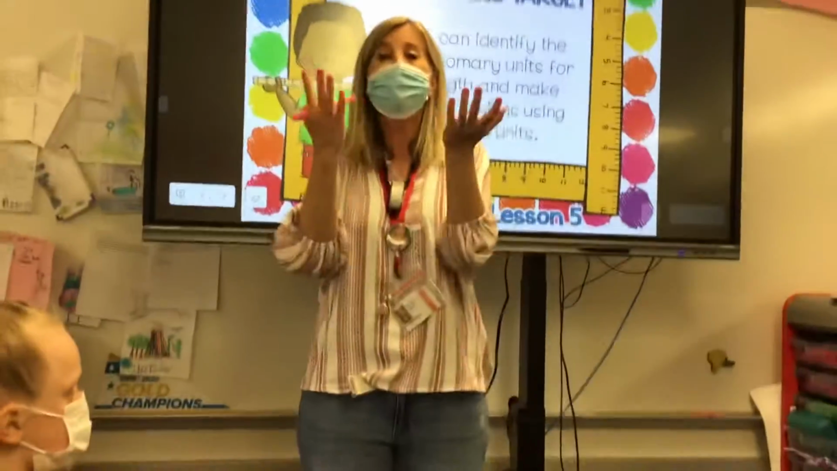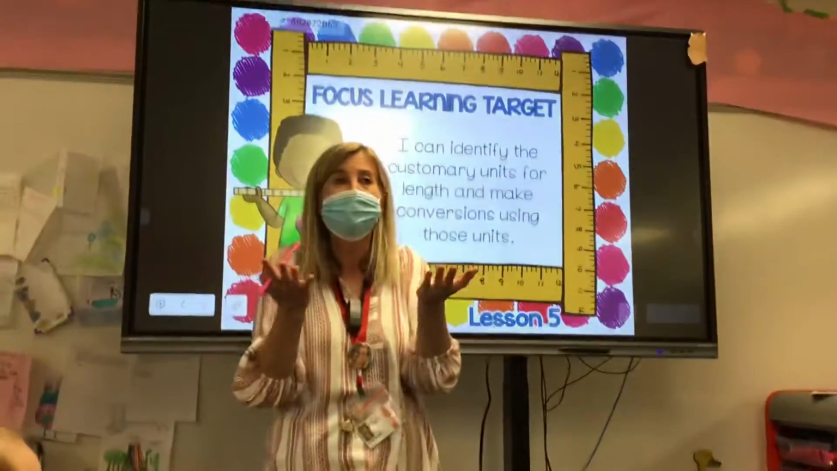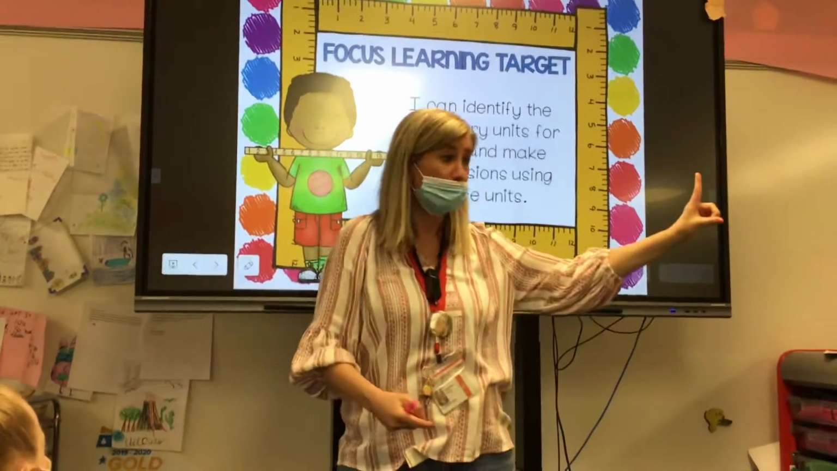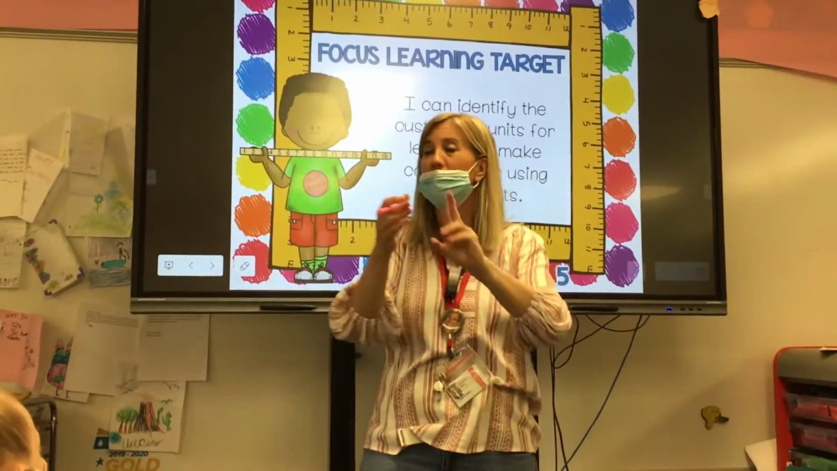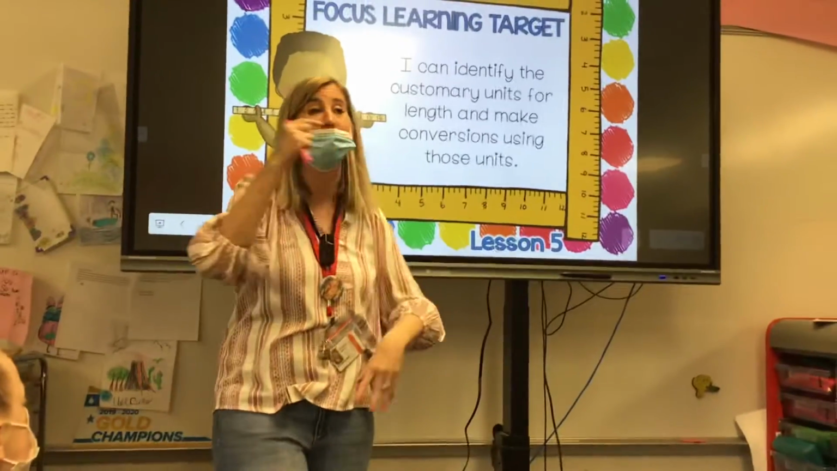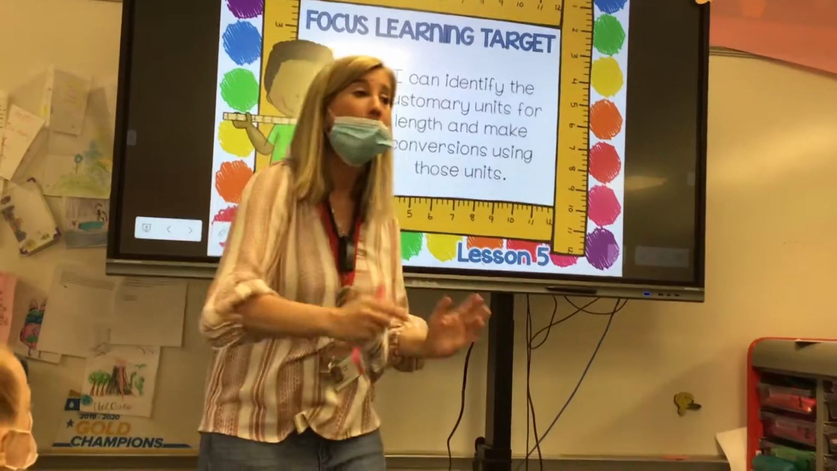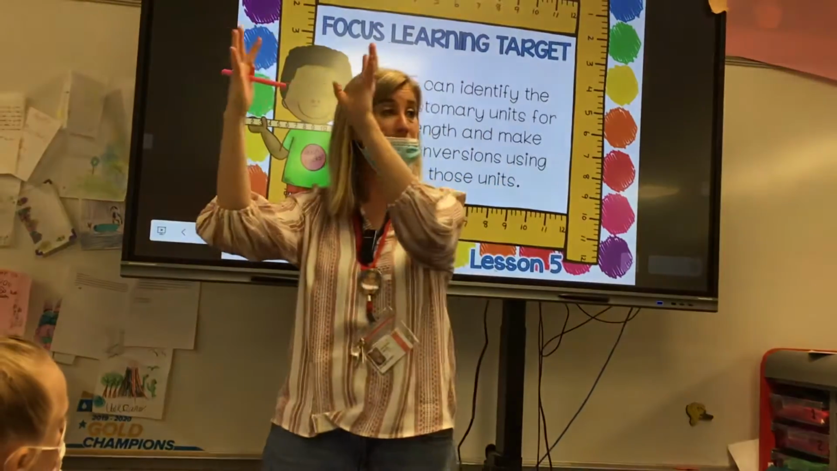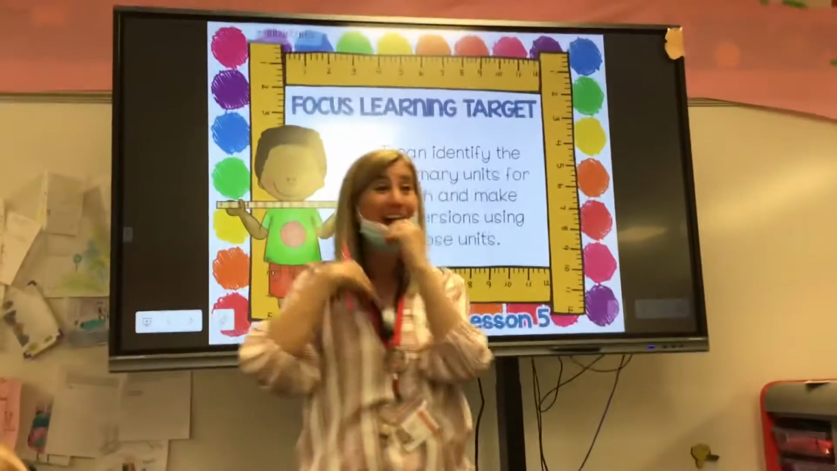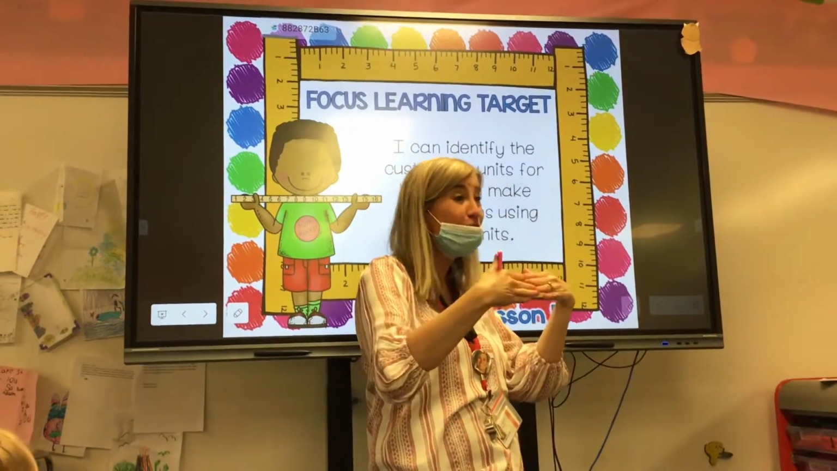Okay, so we know there's two major measurement systems in the world. One is called metrics, and some examples are meters, centimeters, grams, milliliters, okay? But what we're used to is called customary. We call it customary because it's our custom. It's what we're used to.